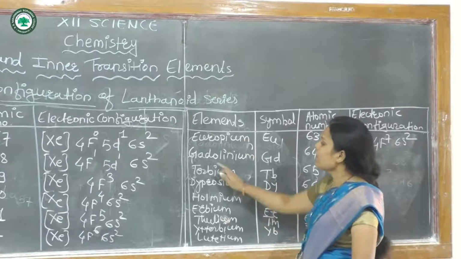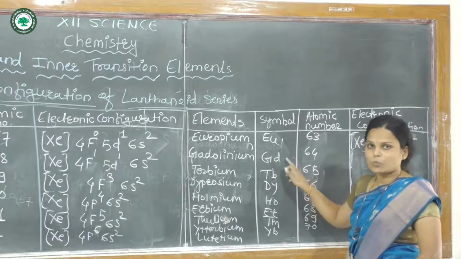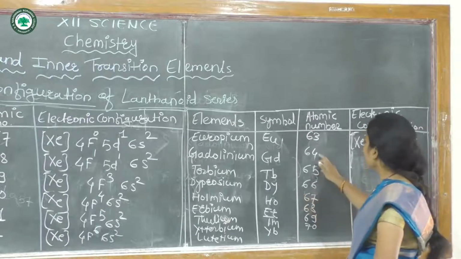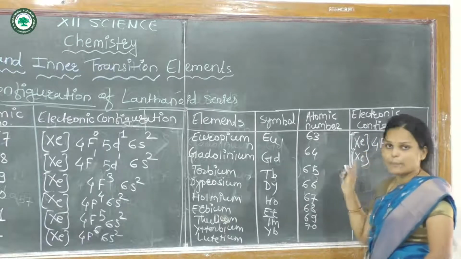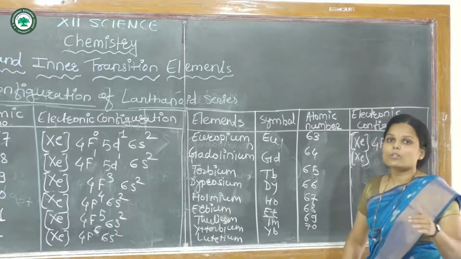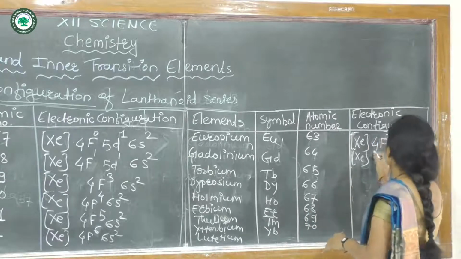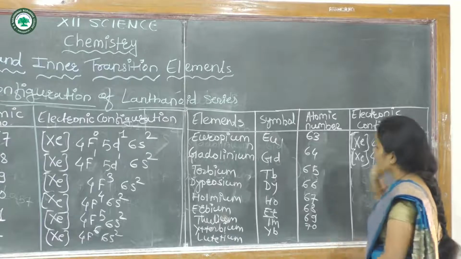The next element is gadolinium, denoted by capital G, small d, and the atomic number of gadolinium is 64. Here there is a different type of electronic configuration because one electron is shifted to the d orbital. Here it is 4f7, 5d1 and 6s2.